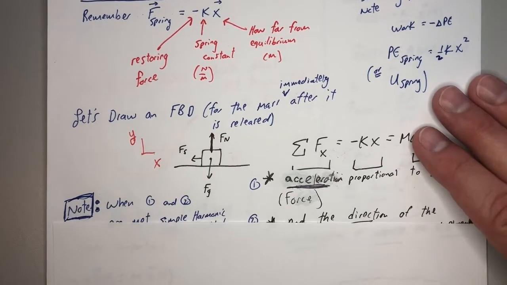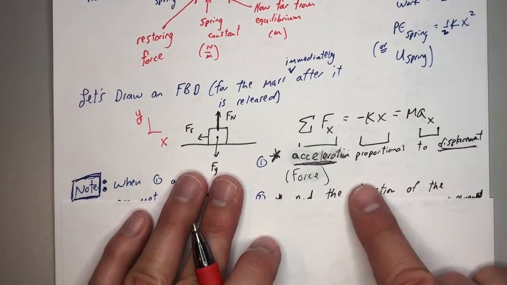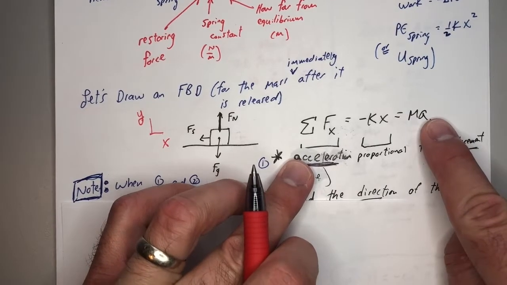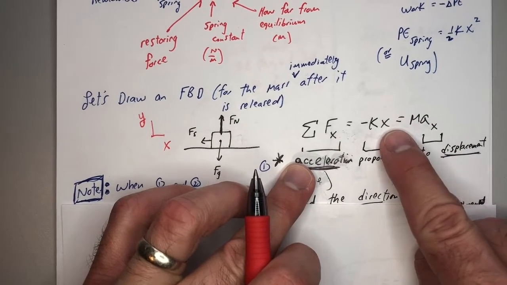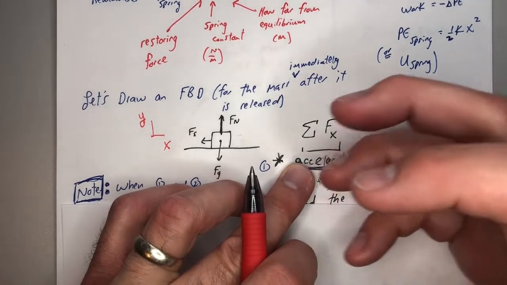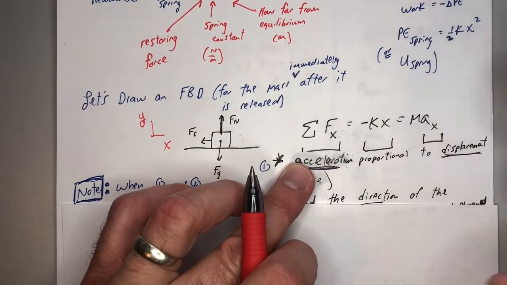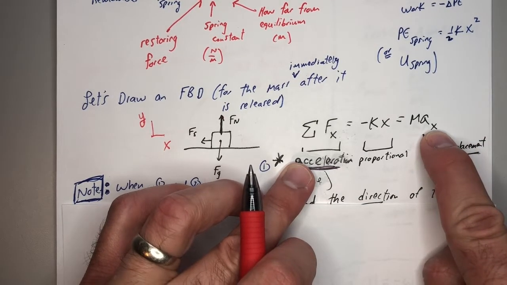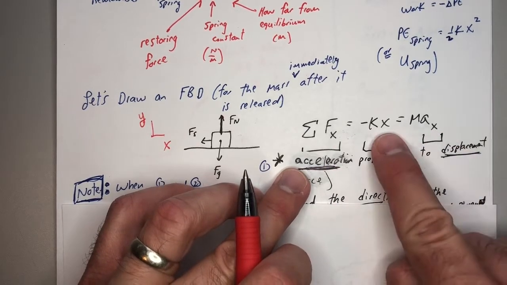So some things to notice right here. Your acceleration, this acceleration is proportional to displacement. So if x is huge on this side, that means a is going to get big as well. So if I pull this spring really far away from where it wants to be, as soon as you release it, it's going to have a huge acceleration to get back toward equilibrium. So acceleration is proportional to x.